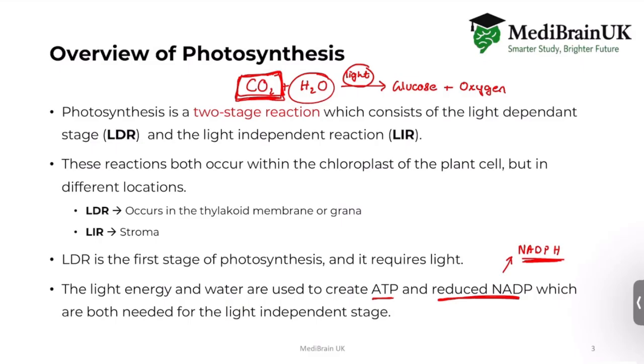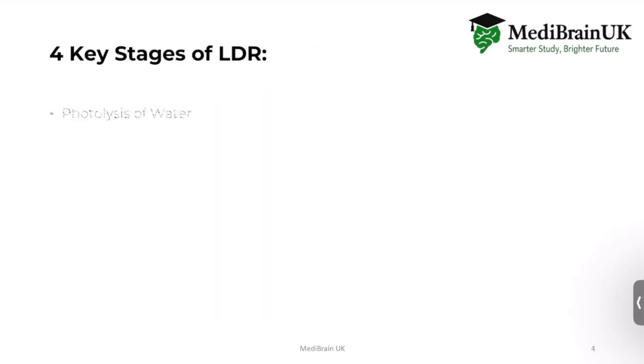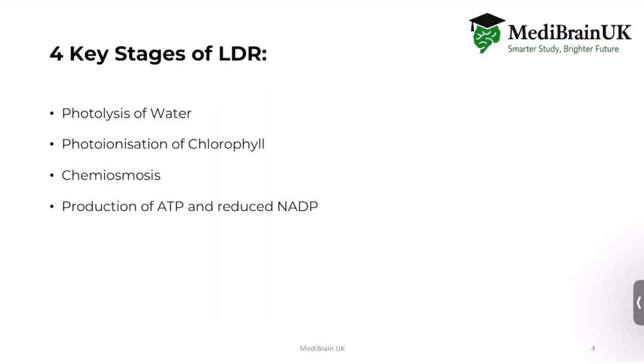Now, there are 4 key stages of the light-dependent reaction, and the 4 key stages are these: the photolysis of water, the photoionization of chlorophyll, chemiosmosis, and then the production of ATP and reduced NADP. Now, the last point is not really a process. The first 3 are processes. The first and the third, the photolysis of water and chemiosmosis, are probably the most knowledge-heavy stages of the light-dependent reaction. But we'll get through them all over the next couple of slides.